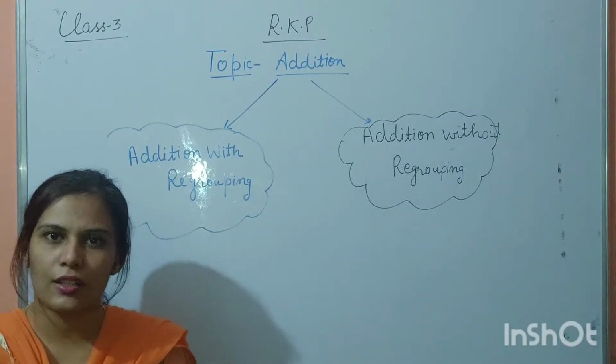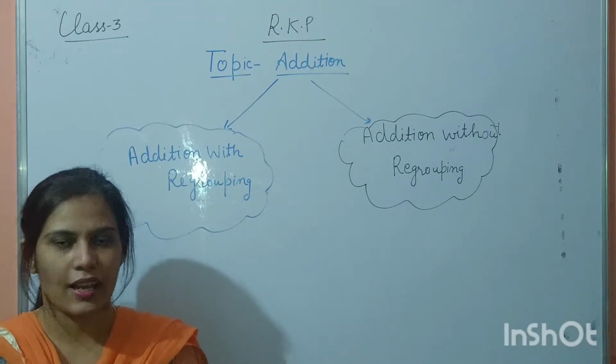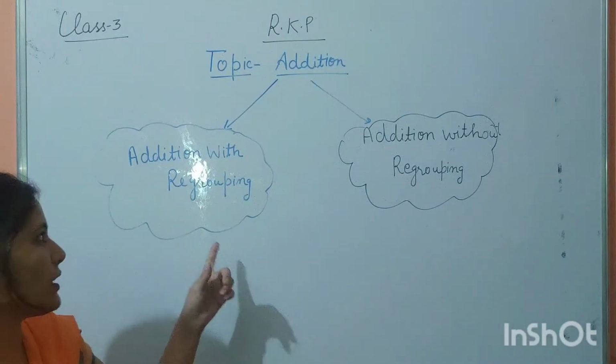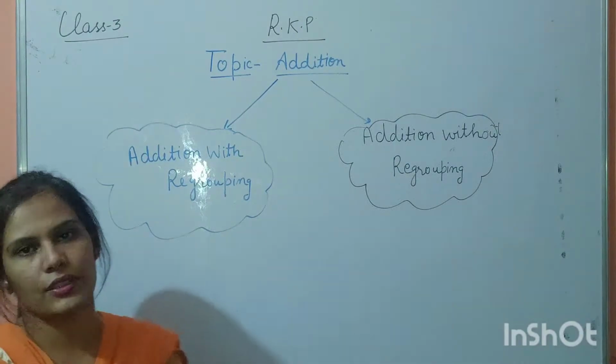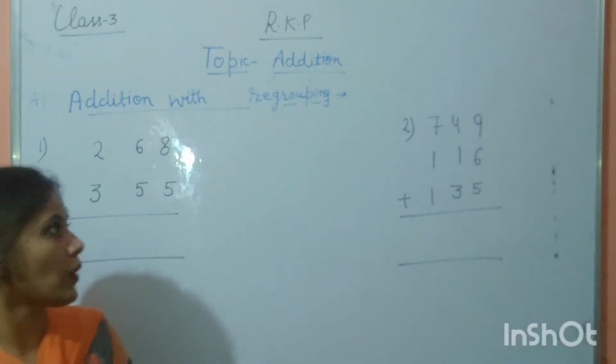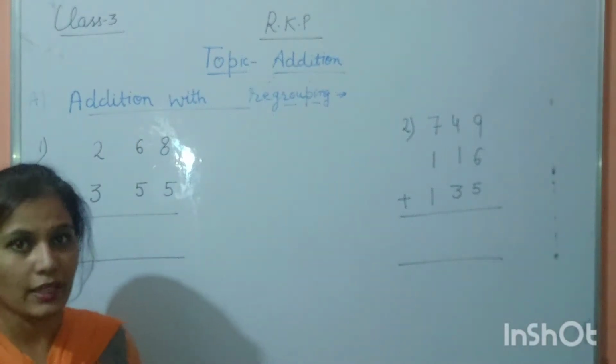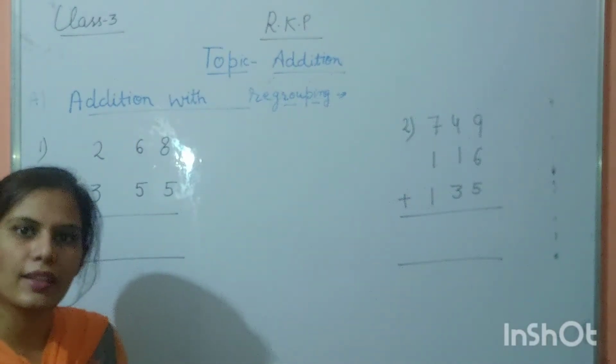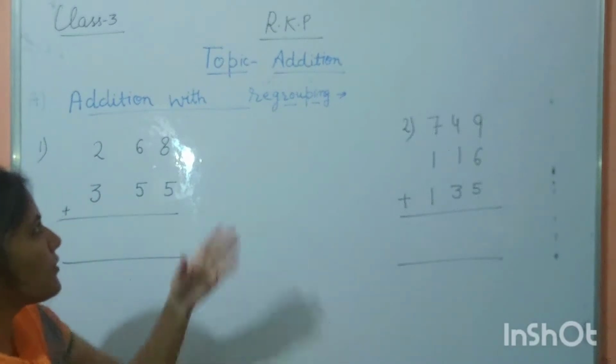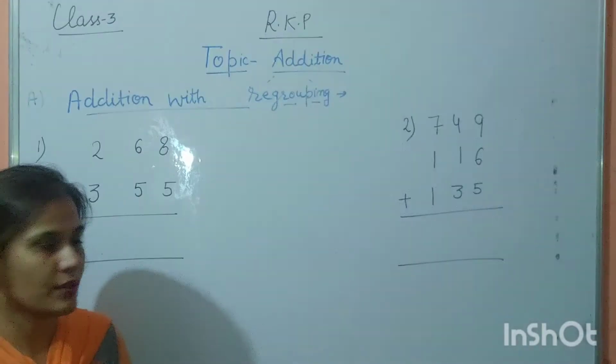Students, we have started our chapter 2, that is addition, and today our topic is addition with regrouping and without regrouping. Our first type is addition with regrouping. In this there is always a carry forward. That's why we need to regroup the numbers.